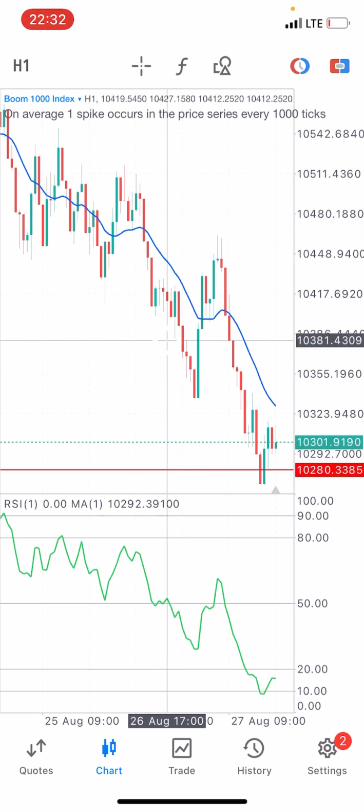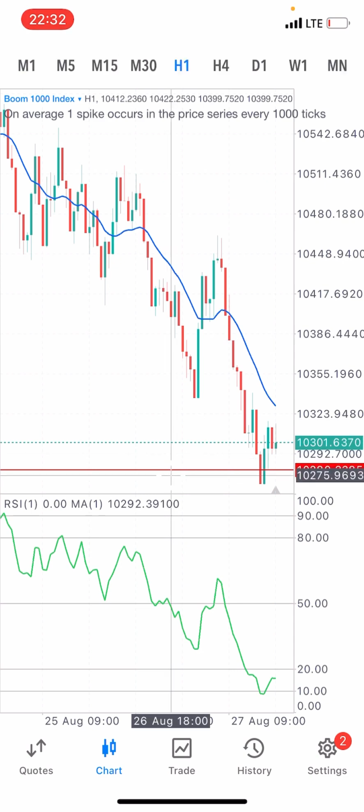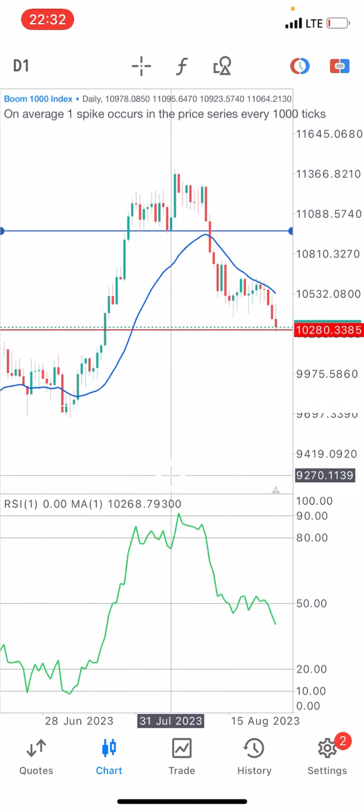I've not opened this page today. I've not traded Boom 1000 in, I think, a long period. So I actually haven't traded it for a couple of days, if not weeks. So I came back to realize I have a support here, and let's see where the support actually came from.